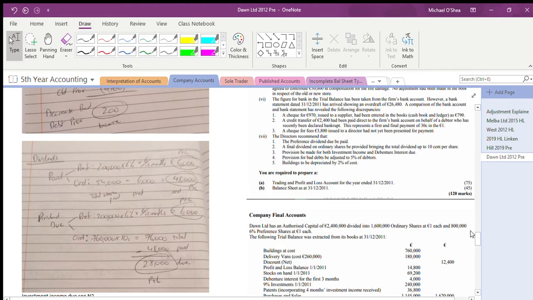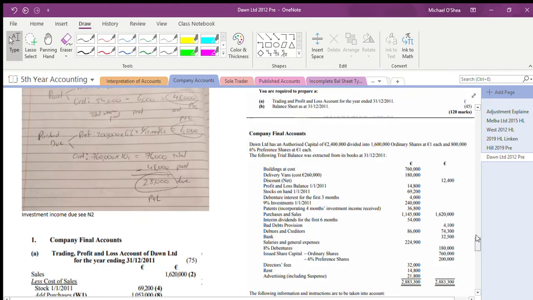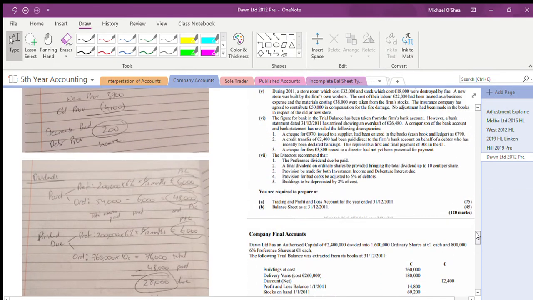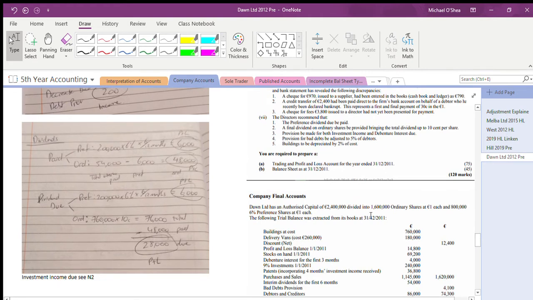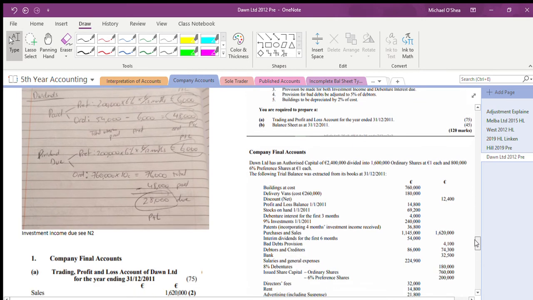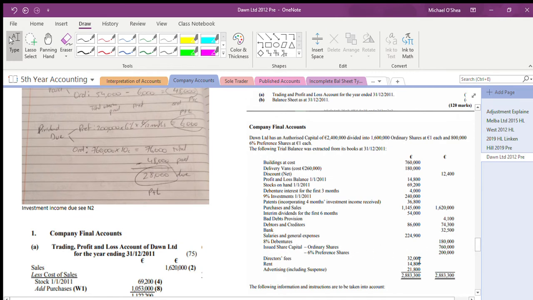So just to go through this again, because to be honest, I was jumping here and there in my first explanation of this. The preference dividend is the first one. It's always easiest to look at. We have 6% preference shares, and we know that the total issued preference shares is 200,000. 6% by 200,000 is 12,000. That's for the entire year.